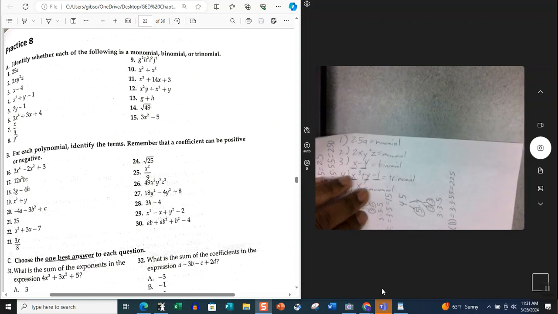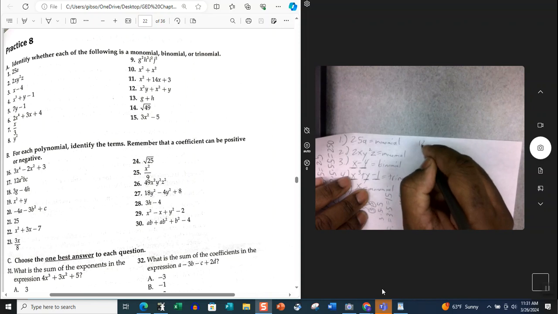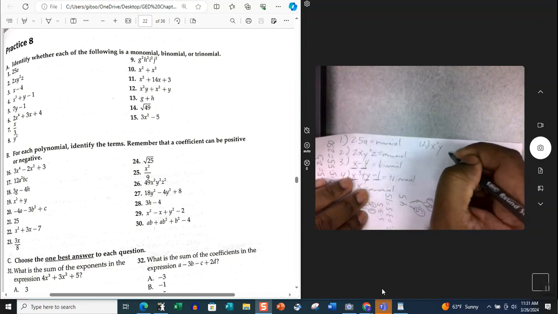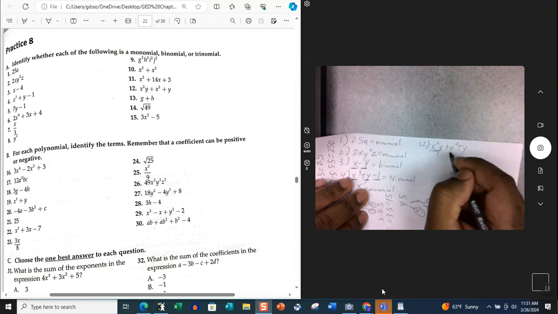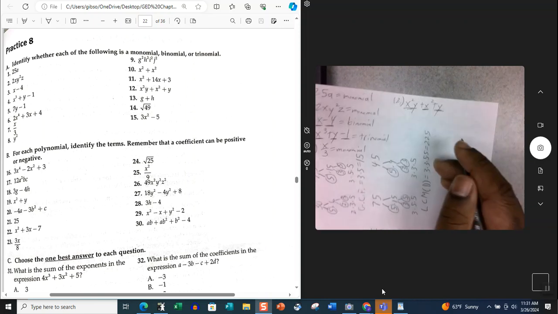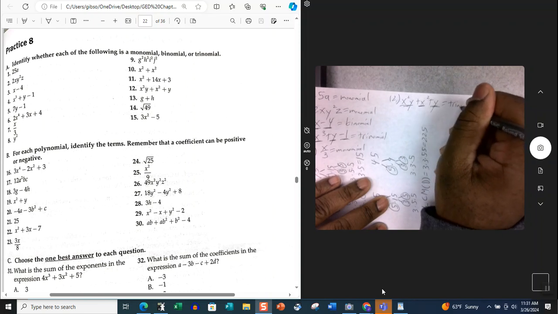Okay, next, we look at problem number 12. We have x squared y plus x squared plus y. We have one term here, one term here, and one term here, all separated by addition. So this is 3 terms, so this is a trinomial.